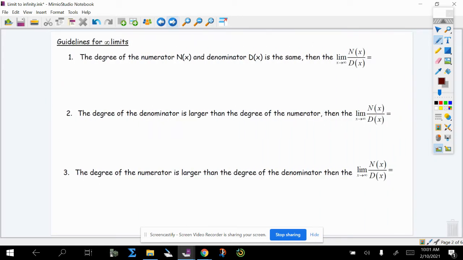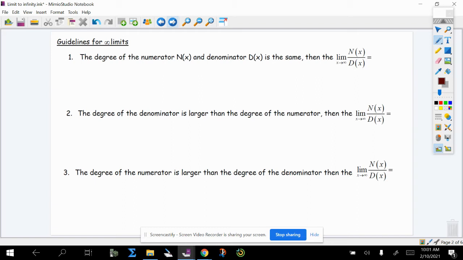So we have 3 guidelines. I always call them limit guidelines or guidelines for limits to infinity. And they really focus on what our options are with the degree of our numerator and denominator. So option 1, or guideline 1, is what we just talked about. It's when the numerator and the denominator have the exact same degree.